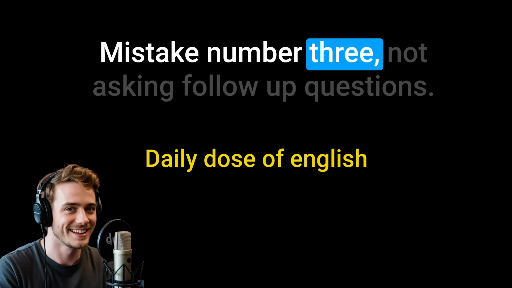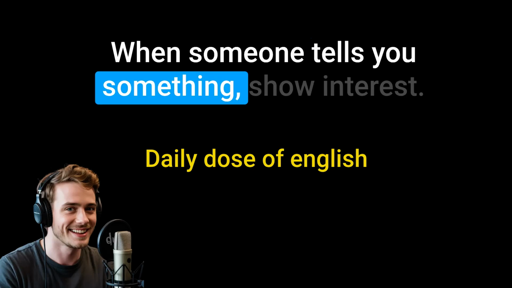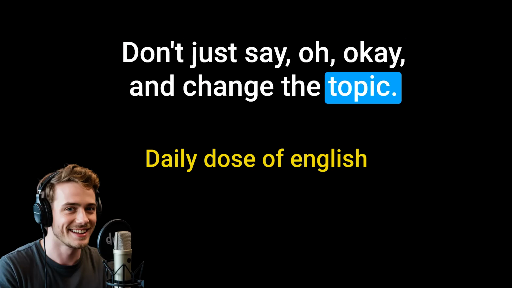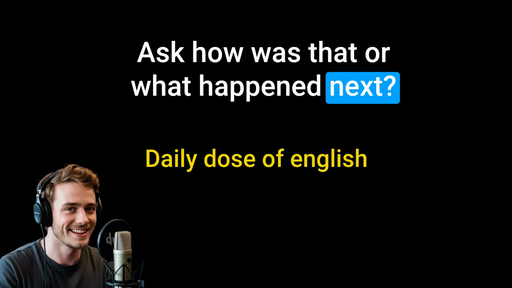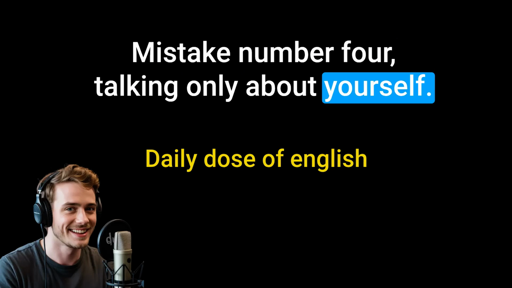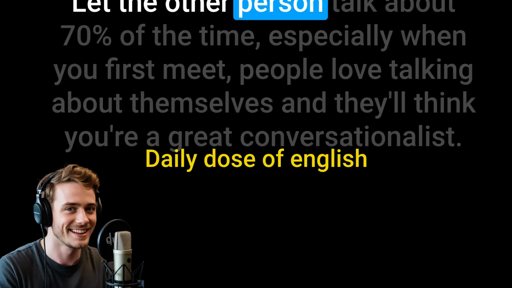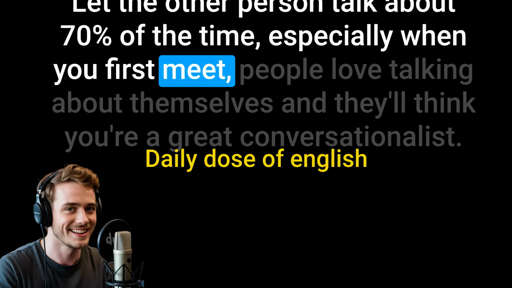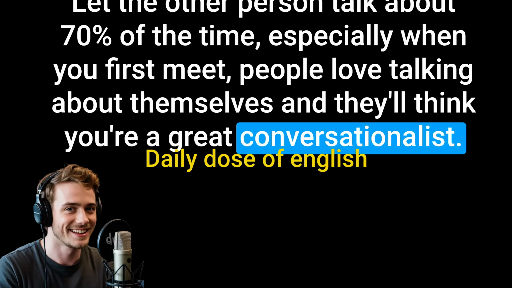Mistake number 3, not asking follow-up questions. When someone tells you something, show interest. Don't just say, "Oh, okay," and change the topic. Ask, "How was that?" or "What happened next?" Mistake number 4, talking only about yourself. Remember the 70-30 rule. Let the other person talk about 70% of the time, especially when you first meet. People love talking about themselves and they'll think you're a great conversationalist.